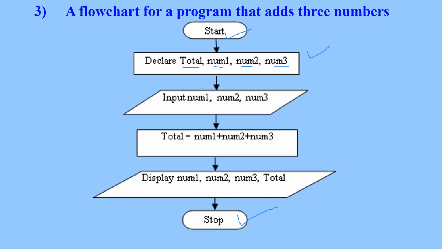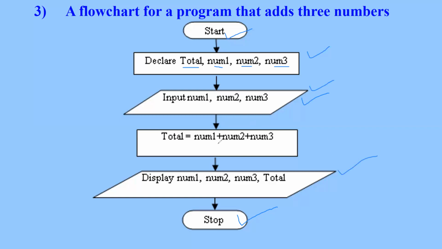We use the rectangle, as we said, whenever we have an operation like a computation or assignment, especially calculations and computations. We also use it for declarations. Once we have done that, the next step is to prompt the user to enter 3 numbers: first number, second number, and third number. Because we are prompting the user to enter, we use this symbol. We use the parallelogram for input, the same way we use it for output.